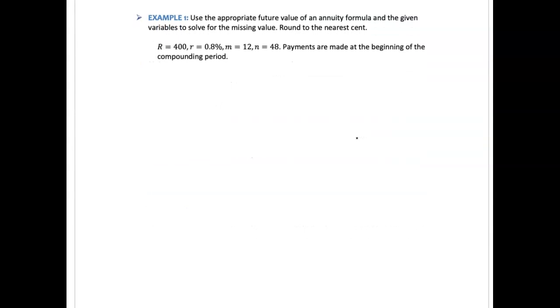Example 1. Use the appropriate future value of an annuity formula and the given variables to solve for the missing value. Round to the nearest cent. So we're told that the regular payment is $400. The interest rate is 0.8%. The number of compounds per year is 12, and there's 48 total compounds. Payments are made at the beginning of the compounding period. That points me to which formula I'd like to use, which is this formula here. That's supposed to be an M.